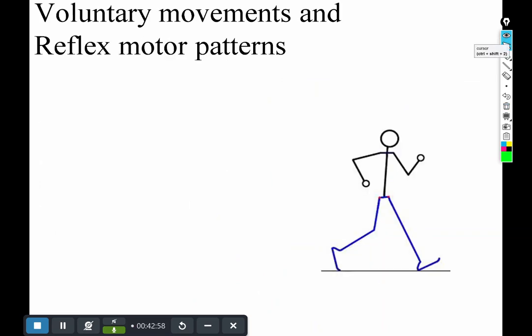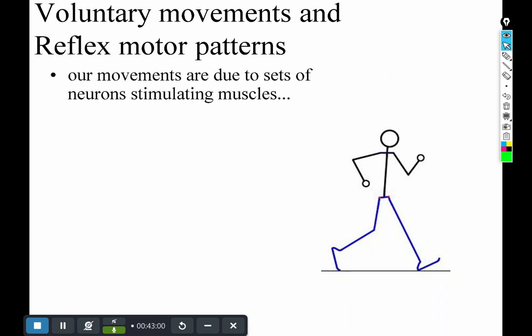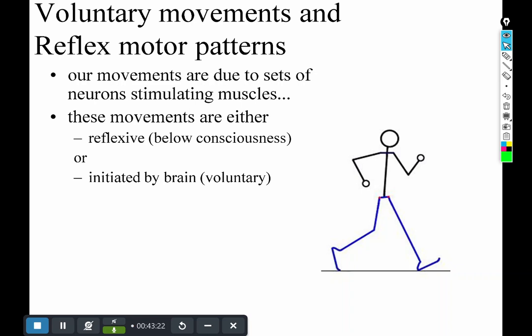So we also have sets of reflexes that are not, oh no, move your body away from the painful stimulus reflexes, but rather motor patterns. So ways of moving that are repetitious and help us do things like balance our weight while we're walking. So we can divide movement in general into two categories: reflexive, which is below consciousness, so not voluntary, or voluntary, which are initiated by the brain.